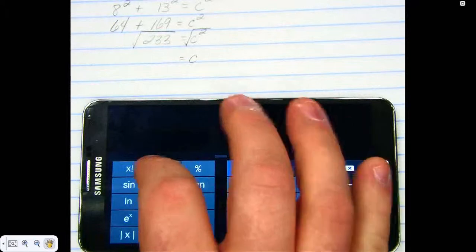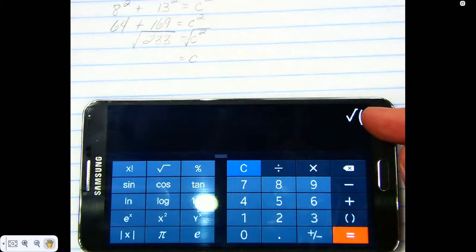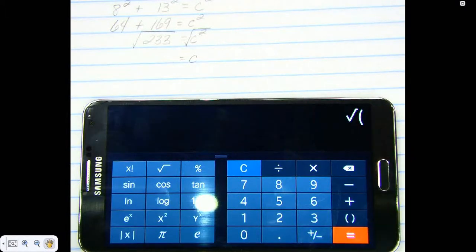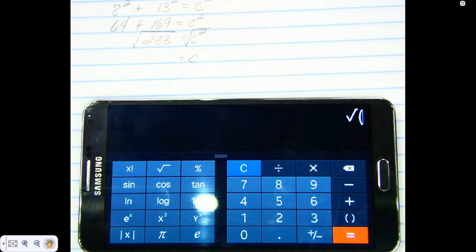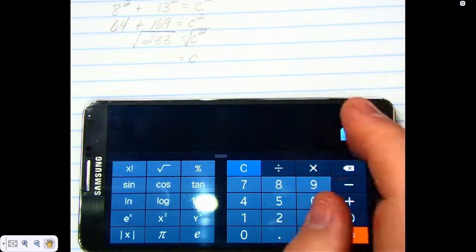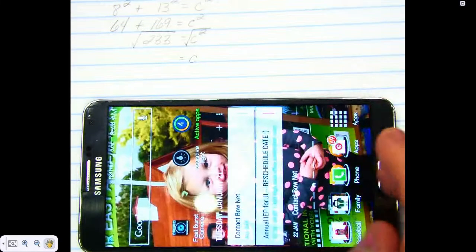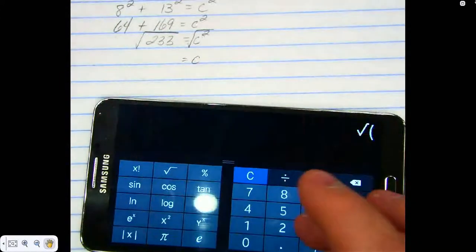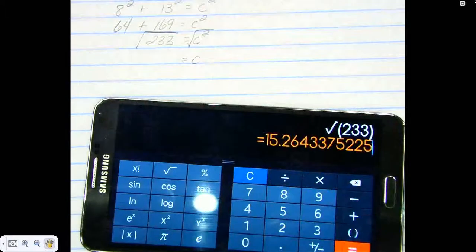A lot of these, you notice how it has a parentheses right there? You're either going to have two types of calculators. You're going to have calculators like the iPhone one, where it wants you to put the number in, then press the button. This one is going to have you put it in how you would write it. You write the square root sign first. So I'm going to say square root of 233 and then press equals. You can close that parentheses or not.